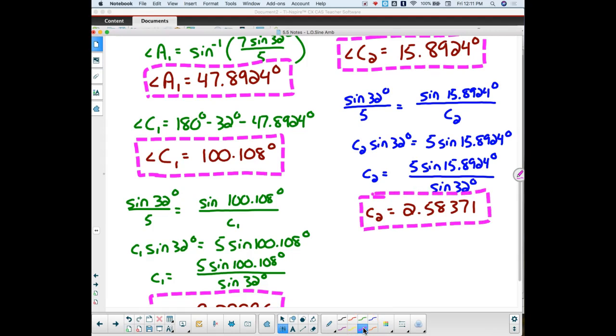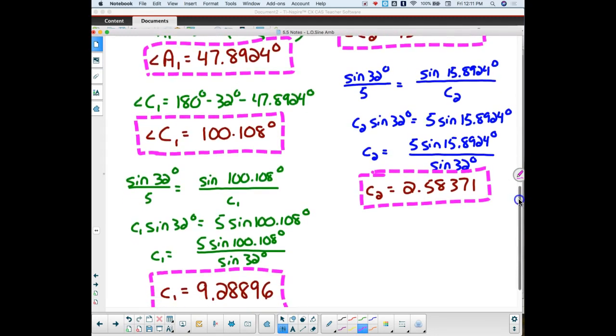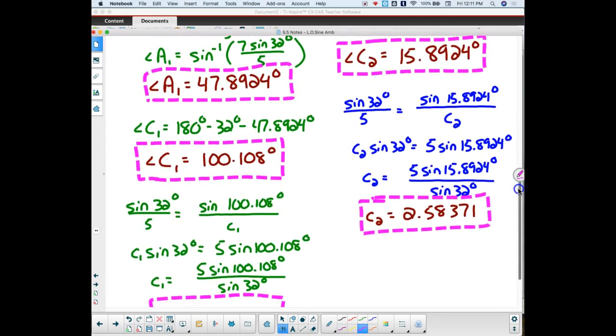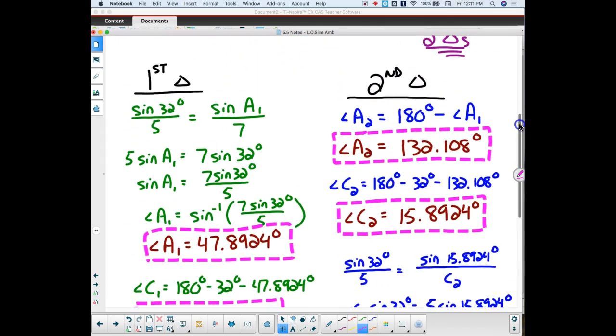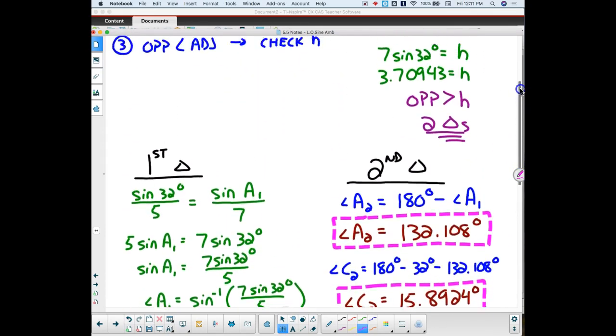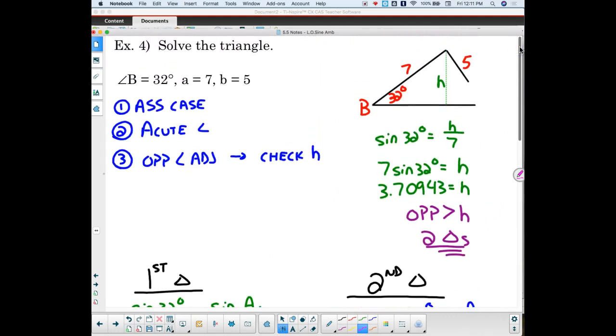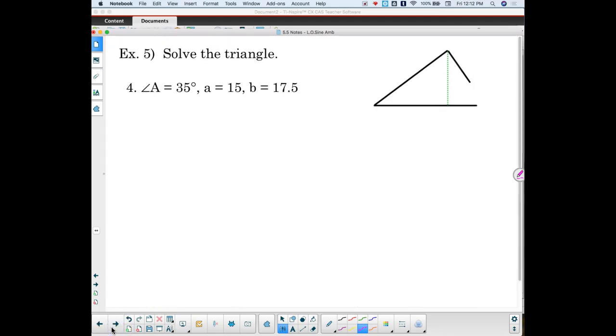And all 6 of those, I can't get them all in one screen because it goes too far down, but all 6 of those become the answers to this particular problem. And if there's 2 triangles, you have to solve them both. If you only do one of the 2 triangles, you've only done half the work. Good times.